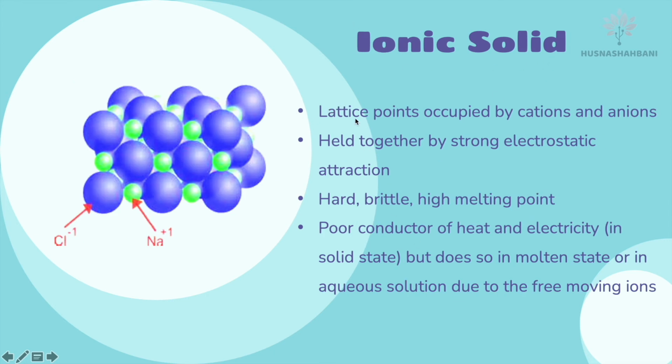Ionic solid: lattice points are occupied by cations and anions. So for example, here we have sodium chloride. These are the chloride anions, and these are the sodium cations. These cations and anions are held together by strong electrostatic attraction, because they have different charges, negatively charged and positively charged. Ionic solid is hard, brittle, with a high melting point, but a poor conductor of heat and electricity in the solid state. But in the molten state, or in aqueous solution, it can conduct heat and electricity due to the free moving ions.